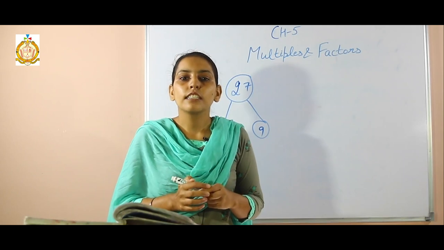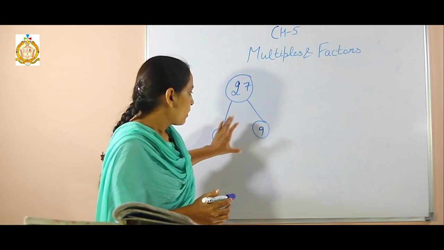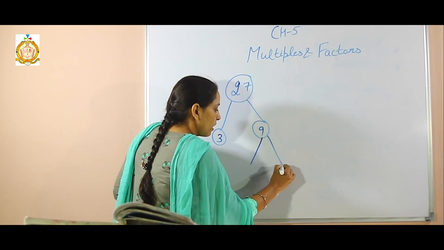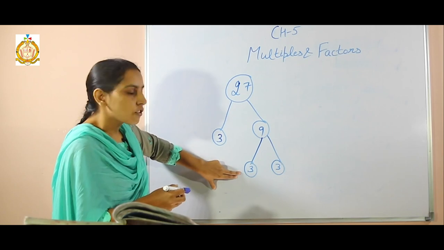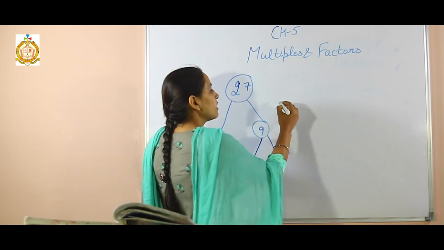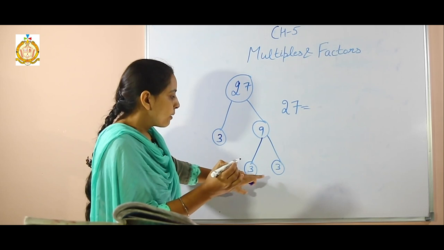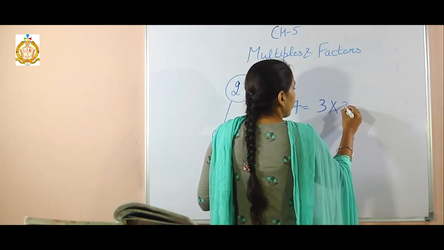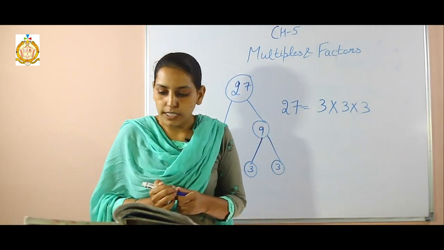Next students, 3 is here a prime number, so stop it here. Now 9. 9 comes in which table? 3 multiplied by 3. Students, again 3 and 3 are prime numbers, so stop it here. Now how can we write it? 27 is equal to 3 multiplied by 3 multiplied by 3. In this way you can write down the tree method.